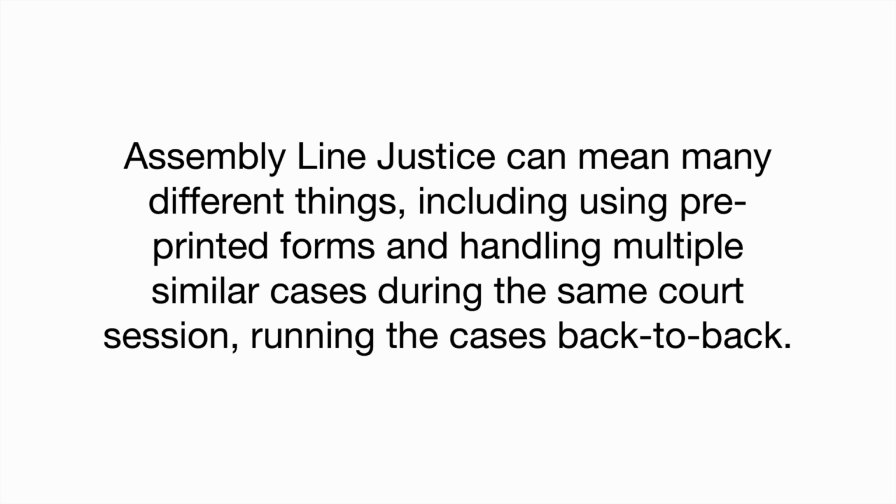Assembly line justice can mean many different things in different courts. In some courts, they view assembly line justice as having a batch of pre-printed forms that handle most situations for a particular type of crime. Assembly line justice might also mean that they will do batches of cases, as I've already mentioned, having a lot of DWI cases on the same docket, and they just run them back to back, or speeding tickets, or cases that involve someone getting ticketed for failing to have auto insurance.